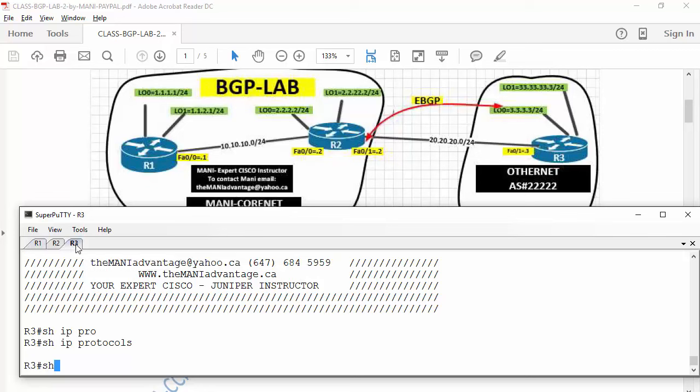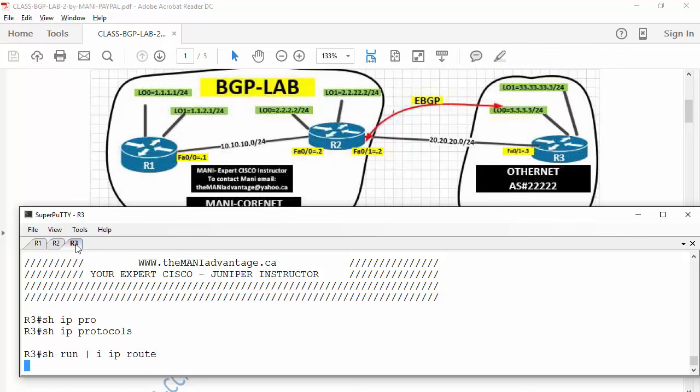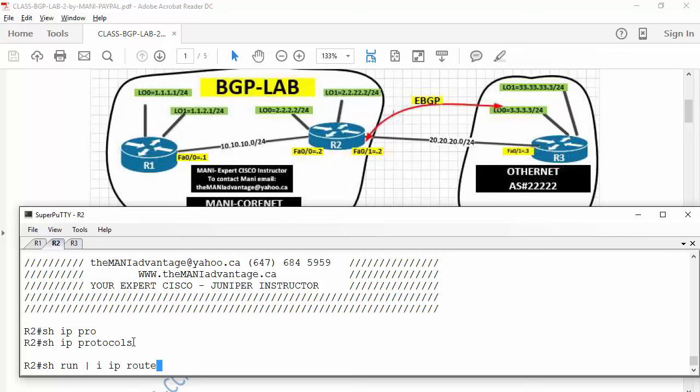And also I can type show run pipe include IP route to make sure there is no static routing also. So there is no static routing. I'll copy this one, just to prove a concept.